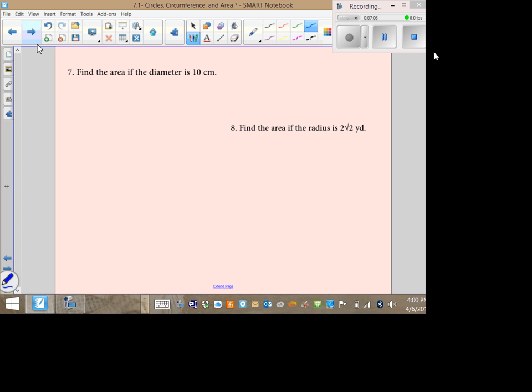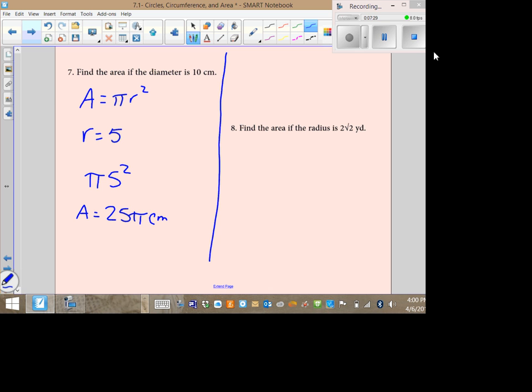All right, let's find the area if the diameter is 10 centimeters. So my area here, remember, is pi r squared. If my diameter is 10, my r is 5. So plugging that in, I get pi 5 squared. So I get my area to be 25 pi centimeters squared. So note here again, area, we're squaring our units. So this is approximately 78.54 centimeters squared. And note if you use the pi button or the 3.14, they'll be just a little bit off.